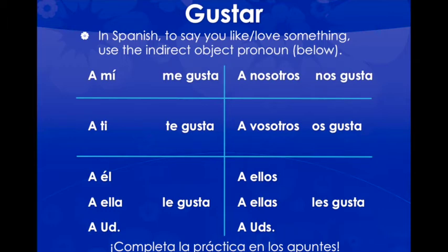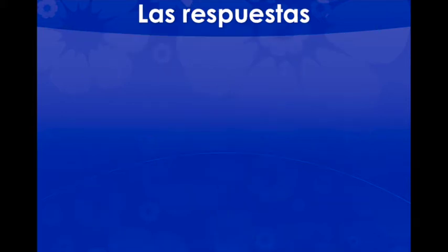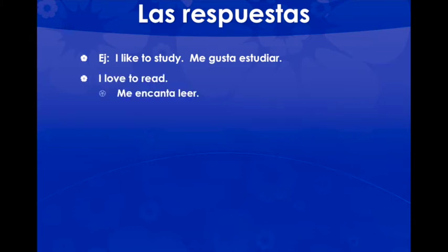Notice how gusta does not change. Depending on who likes the object or whatever is being liked, you need to switch around between me, te, le, nos, os, and les. So for example, I like to study, me gusta estudiar. So to say I love to read, instead of using gusta, which means in a sense kind of just to like something, encanta means to love doing something or to really like. So me encanta leer is I love to read.